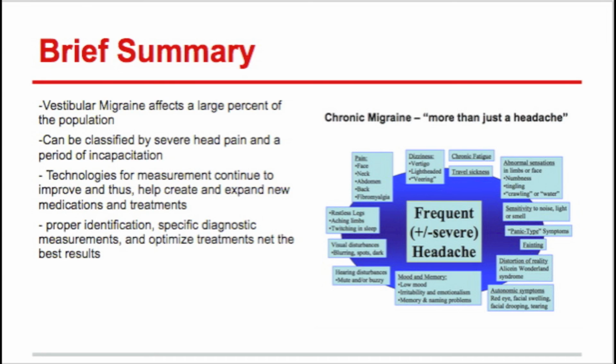So, a brief summary of what we've been talking about and what you should take from this is that a vestibular migraine affects a large percent of the population and can be classified by severe head pain and periodic vertigo, or in this case, dizziness. Technologies for the vestibular migraine are helping to create and expand new medication and treatments for it. But at the moment, the best way to treat it is proper identification, specific diagnostic measurements, and optimized treatments that will make the best results.